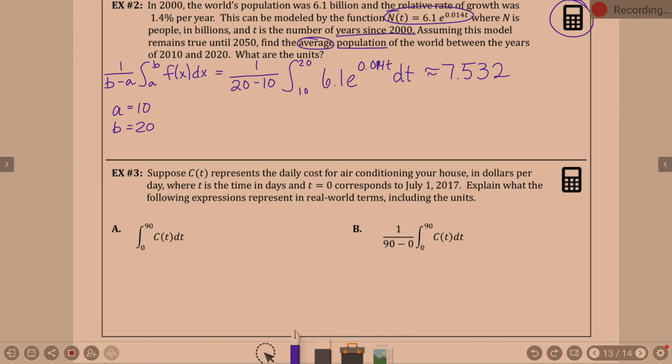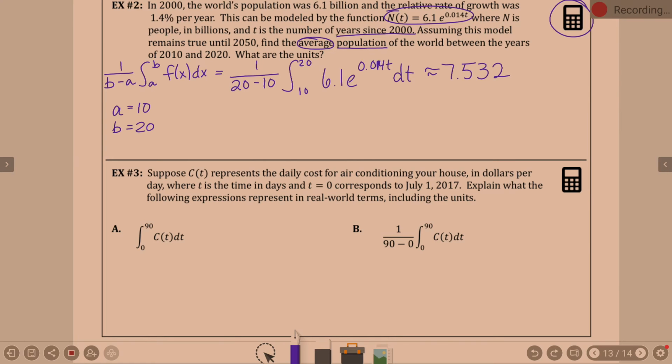Between the years 2010 through 2020, right? So I have written in my notes, average population of the world is approximately 7.532 billion people between 2010 and 2020. Okay. By the way, did we all get the calculator to cooperate with us? I hope, if you tried it.